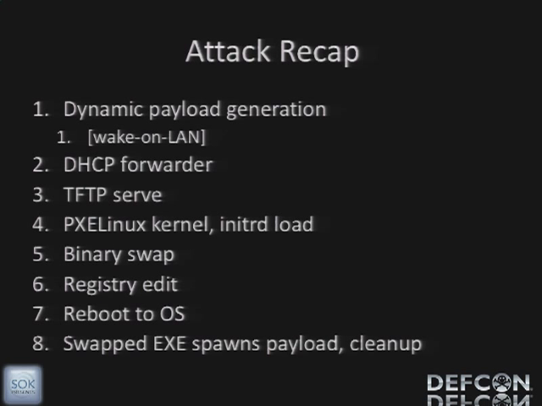So once again, here's our attack recap. We're going to go ahead and dynamically generate our payload if we want. The system boots. We could trigger that with a wake on LAN. As for DHCP, DHCP acts, sends it to a TFTP server, which goes ahead, downloads the PXELinux image. That pulls down the configuration file. Kernel and initRD loads it. It reads the hard disk, swaps the binary, edits the registry to make sure it will be run. Then it will reboot to the operating system.